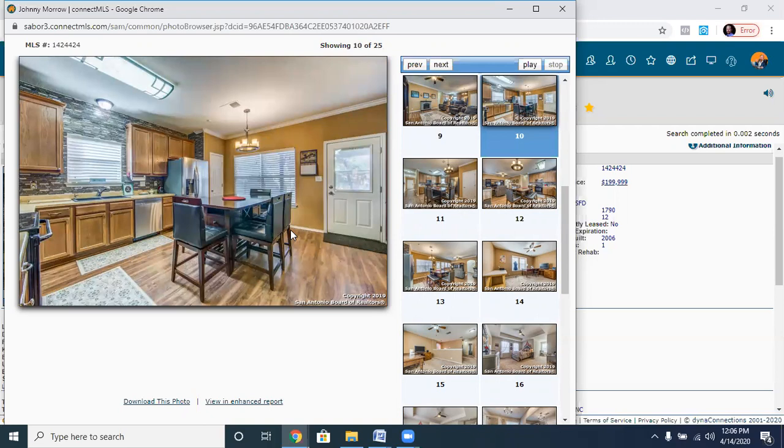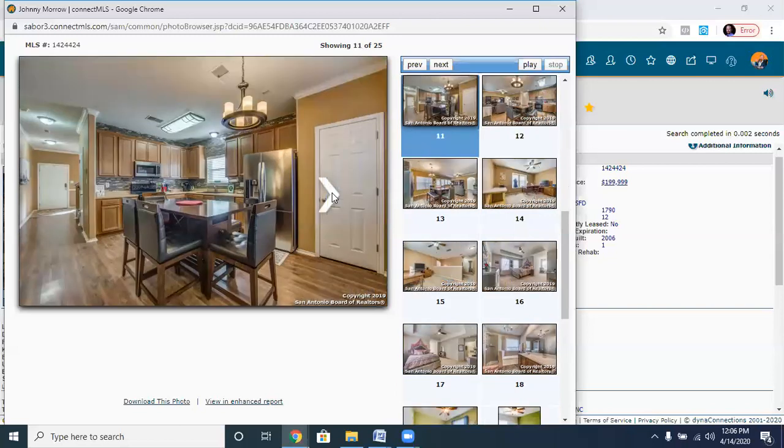So this one doesn't have the island. That was a feature that ours had that this one doesn't. So this one is more open, but it's less counter space. But overall, I think this one looks a little bit nicer. It's got more features and stuff to it. Yeah.